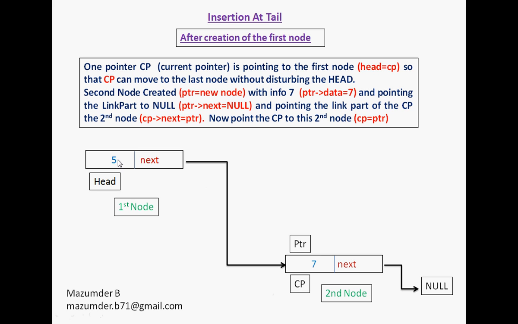Now we are moving the cp using the syntax cp equal ptr. Now we have seen here mainly two pointers, one head, that is the head of the linked list, and one current pointer, so that we can move to the next node.